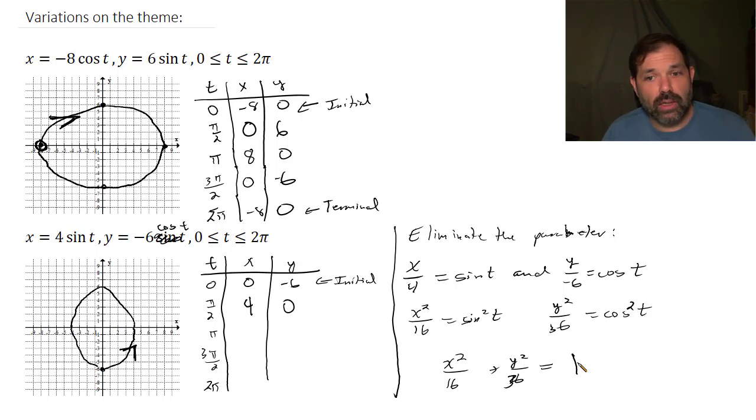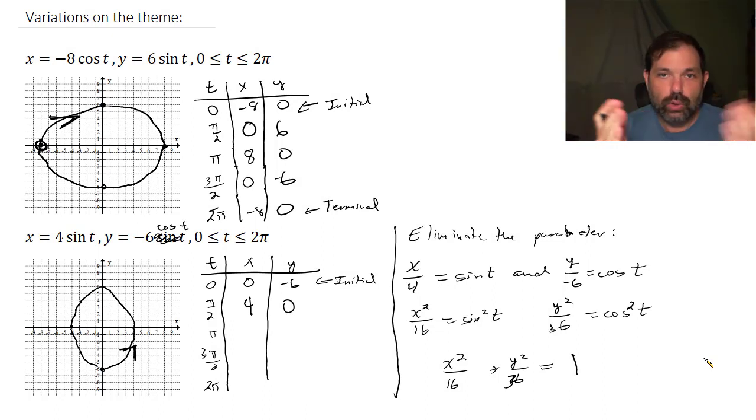And again, if you are taking pre-calculus, you should recognize that as the equation of an ellipse with the y axis being the major axis, having a major axis length of 12, 2 times 6. The minor axis has a length of 8, 2 times 4.